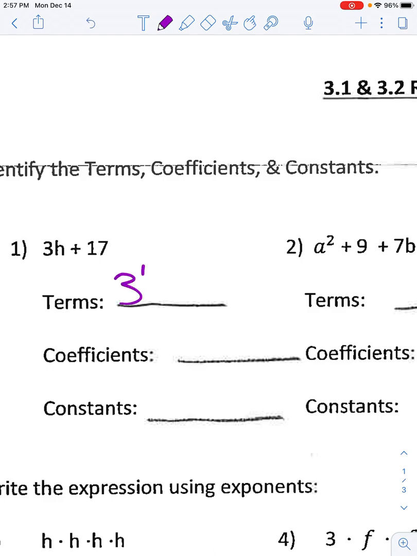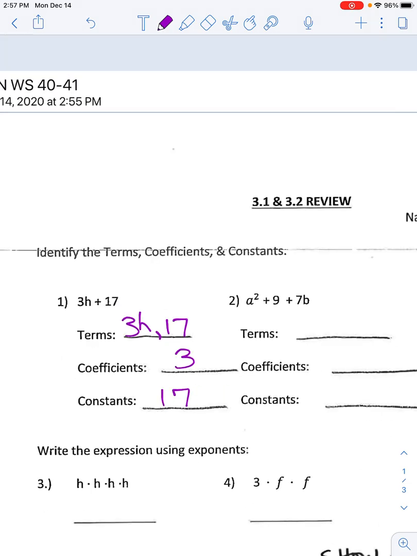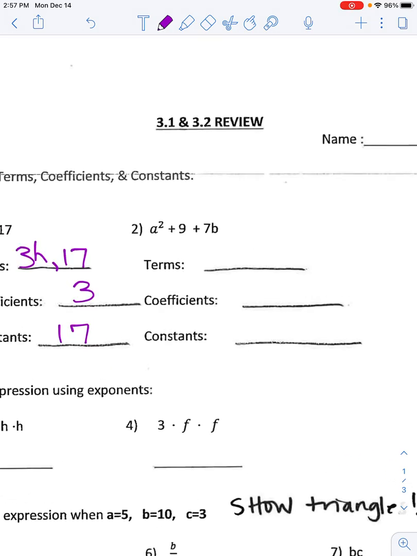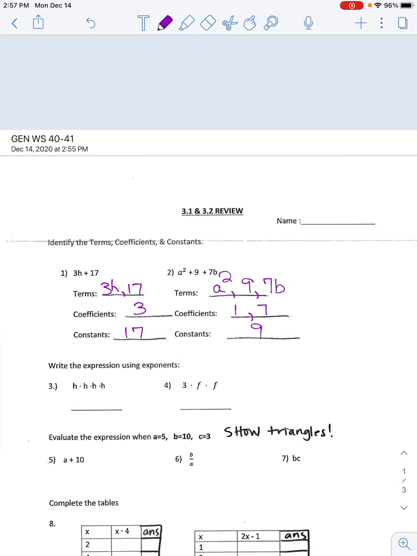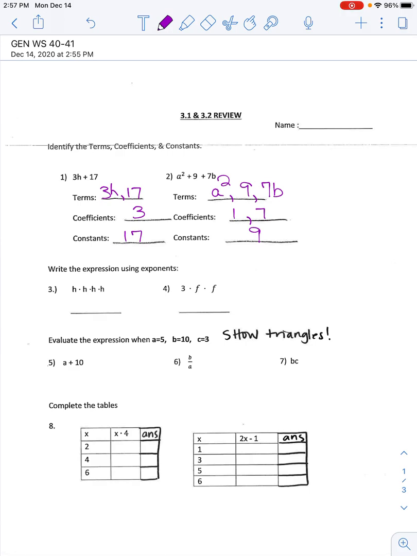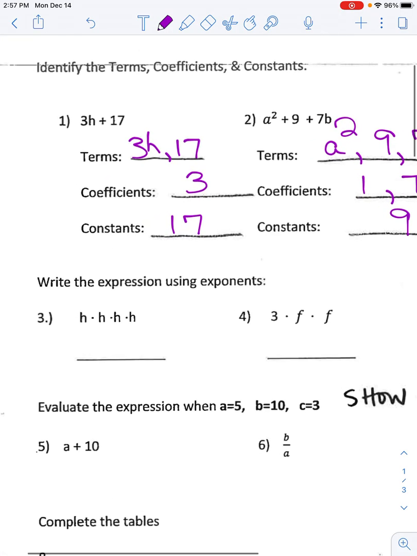Number 1, your terms were 3h and 17. Coefficient would be 3 and constant 17. For number 2, a squared is a term, 9 is a term, and 7b is a term. Your coefficients, there's a 1 in front of that a squared and a 7 in front of the b, and 9 is your constant. Writing expressions using exponents, h to the 4th, 3f to the 2nd.